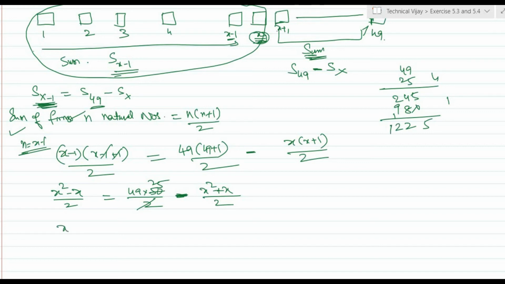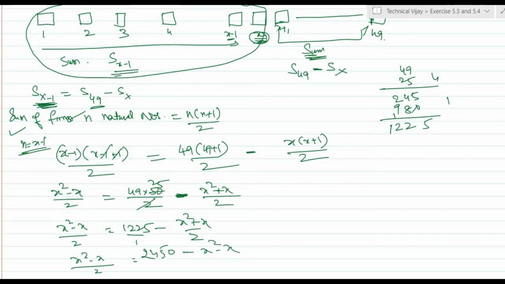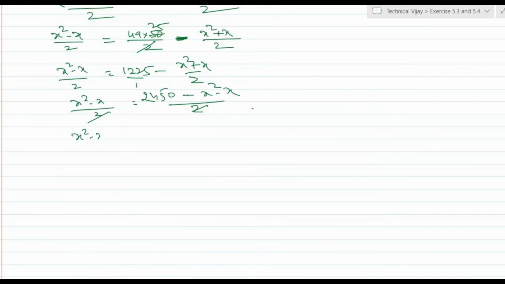So x square minus x divided by 2 is equal to 1225 minus x square plus x divided by 2. Here we will take the LCM. So x square minus x divided by 2 is equal to 2 into 1225, which is 2450, minus x square plus x, divided by 2. The 2 gets cancelled: x square minus x is equal to 2450 minus x square minus x.